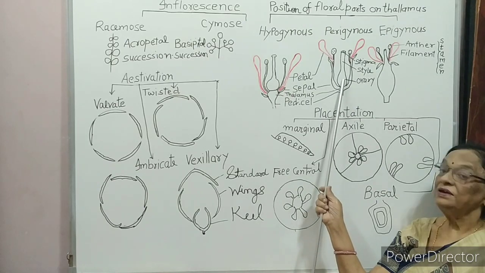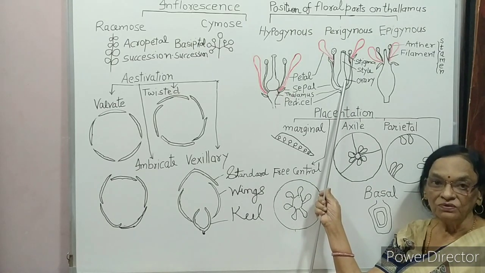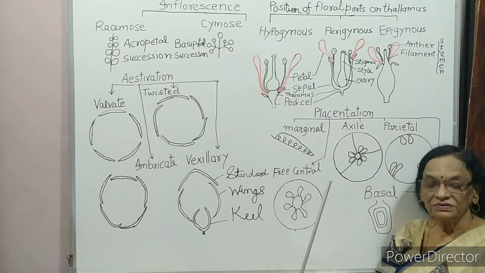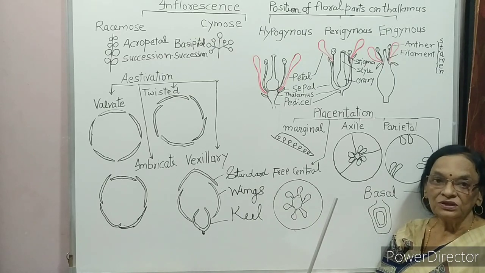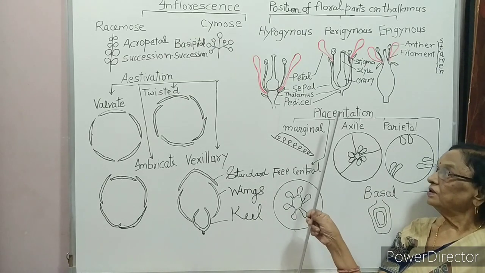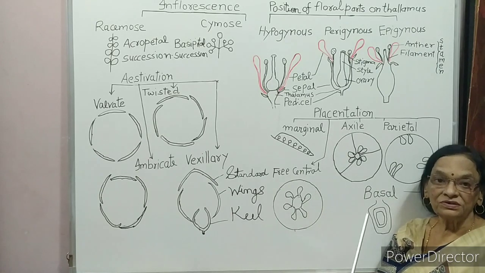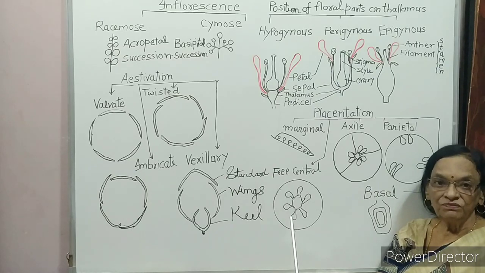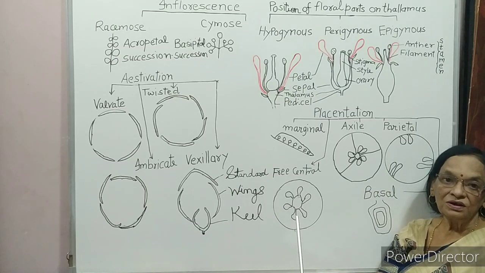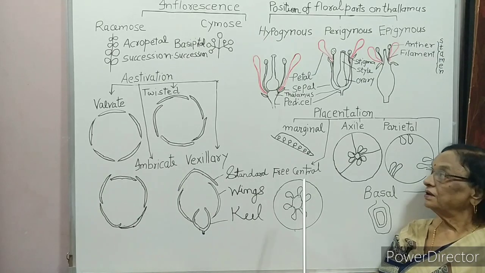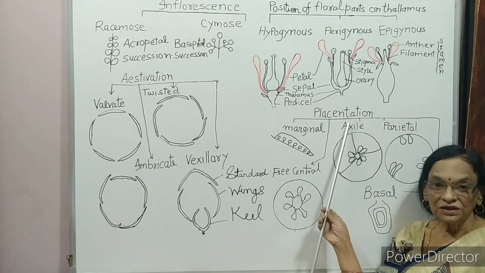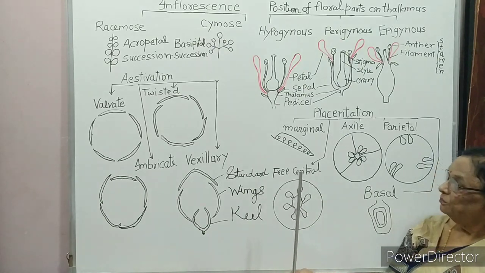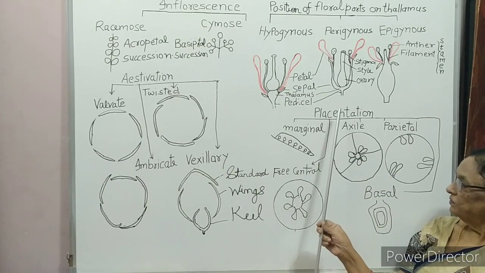Now, the ovary has an arrangement of ovule inside it. These ovule, after fertilization, are converted into the seed. So, now you will study placentation. What is placentation? Arrangement of ovule within the ovary is called placentation. The placentation are of different types.